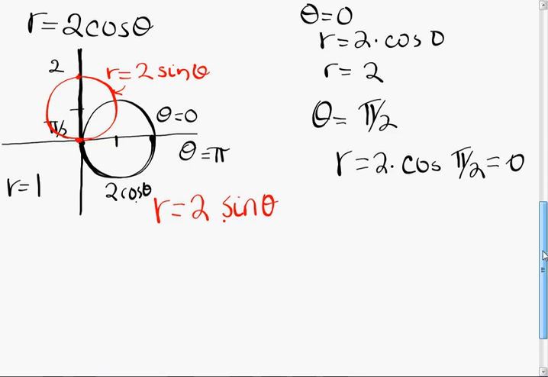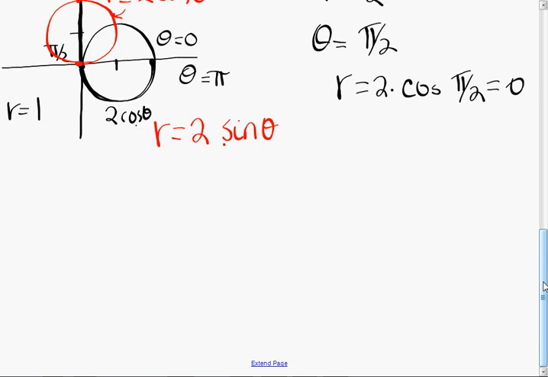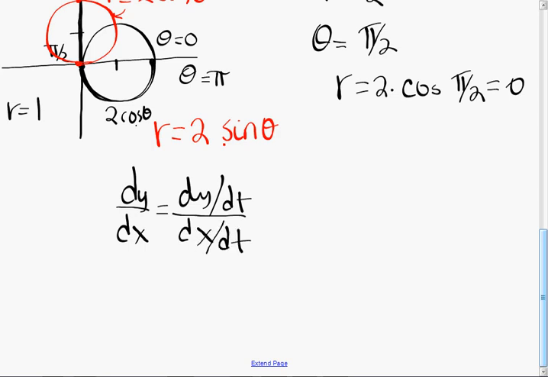And then I'm trying to think. The other thing you have to know is finding dy dx. And again, it's like the parametrics. Do you remember in parametrics, dy dx is dy dt divided by dx dt. That's why I thought to do them together, because that's the parametric piece. So what's dy dx in polars? It's dy d theta over dx d theta.